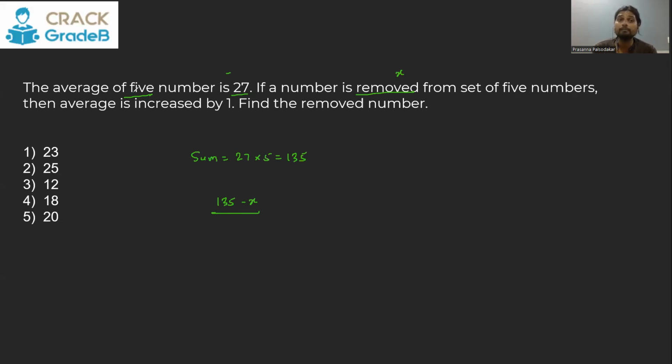Because out of 5 numbers we removed one number, there are only 4 numbers. So this is the sum of 4 numbers. Sum divided by the number of observations should give you the new average. And the new average, it says, is increased by 1. So if the old average was 27, the new average is 28. So 135 minus x is 28 into 4, 112. x is going to be 23. That means the number that we removed is 23.